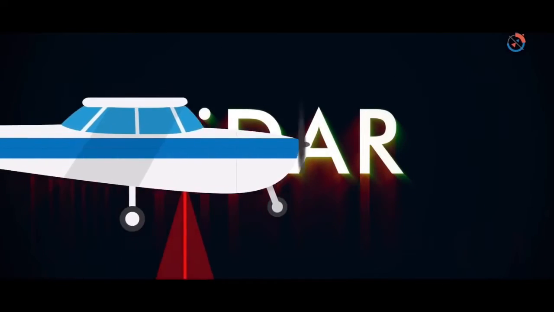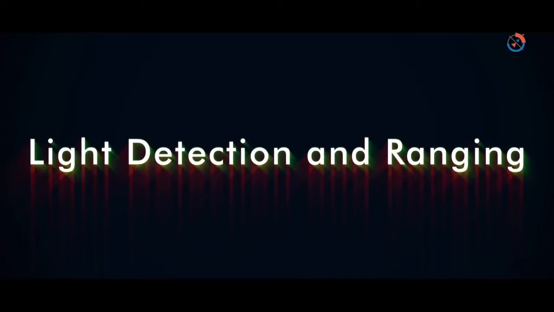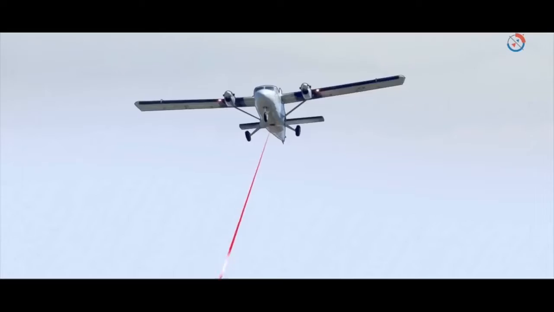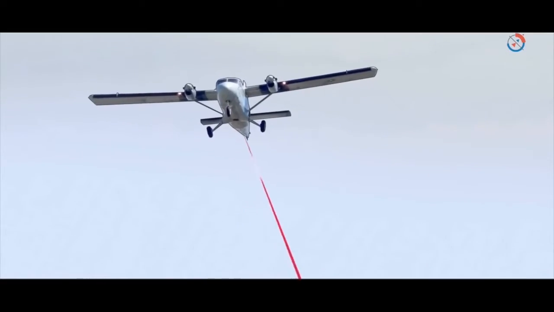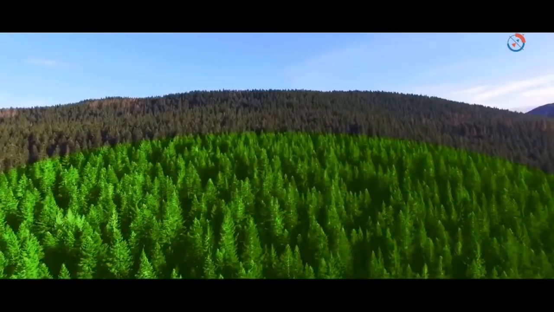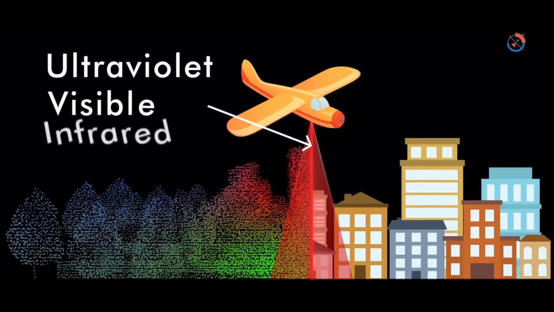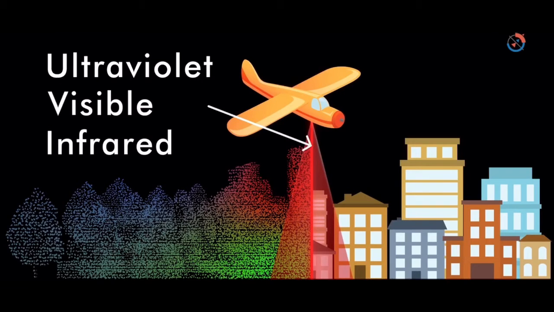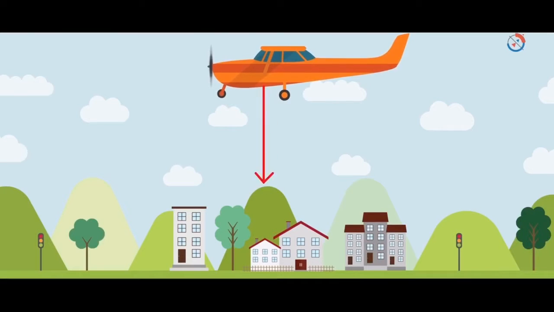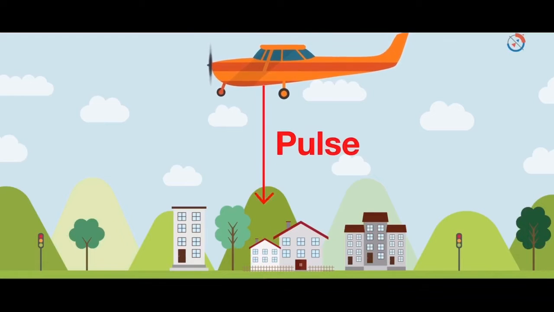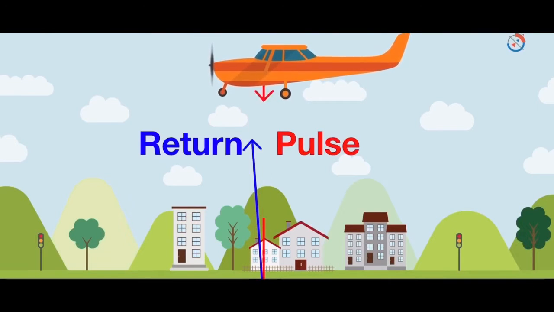Lidar. Light detection and ranging. Lidar is a remote sensing method that uses laser to measure elevation like ground, forest and buildings. Lidar uses ultraviolet, visible or near-infrared source to sense objects. Light energy emitted by Lidar system is known as pulse. Light reflected from ground or object is known as return.